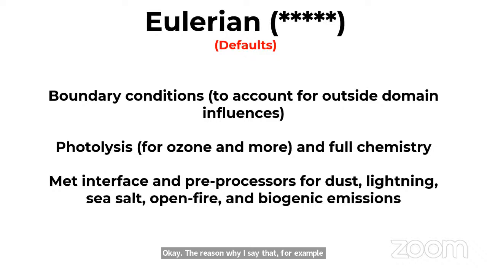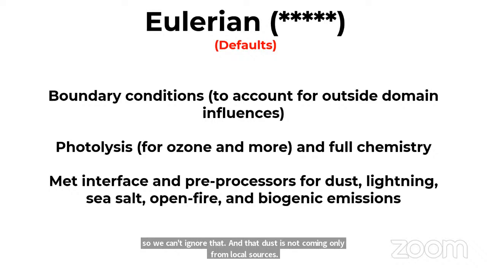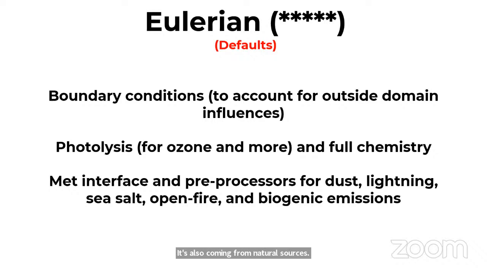I mean, the reason why our air quality standard for PM 2.5 is 40 micrograms per meter cube is because we are a dusty region. Okay, so we can't ignore that. And that dust is not coming only from local sources; it's also coming from natural sources. So we really have to take that into account.